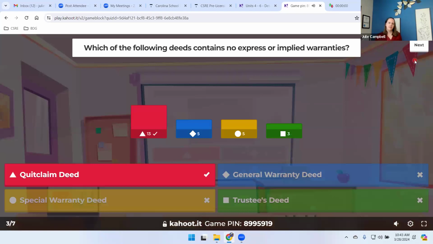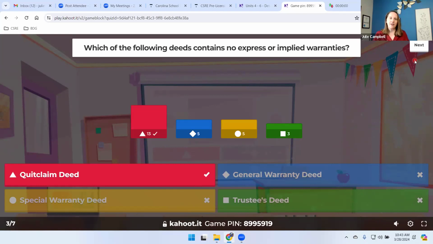What's our no warranty deed? The quitclaim deed. The quitclaim deed is used for like a correction. Maybe the address was wrong. Maybe my name was misspelled. Maybe we're creating an easement. Maybe I got married and I want to create Tennessee by the entirety. Maybe I got divorced and I want to take my husband's name off the deed.